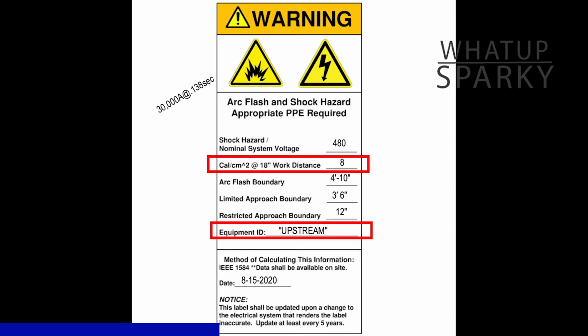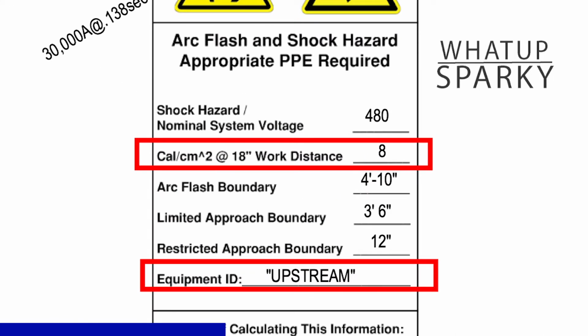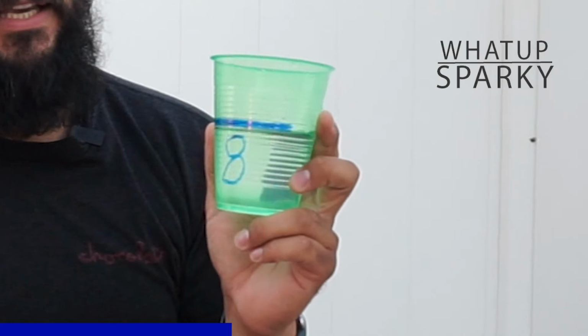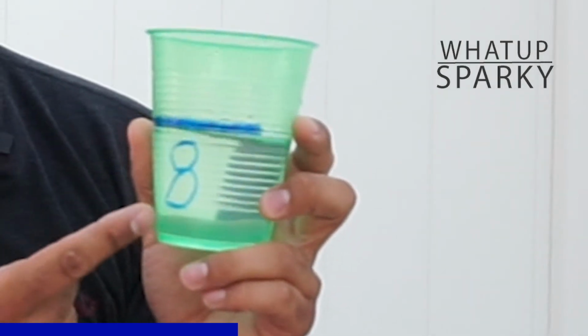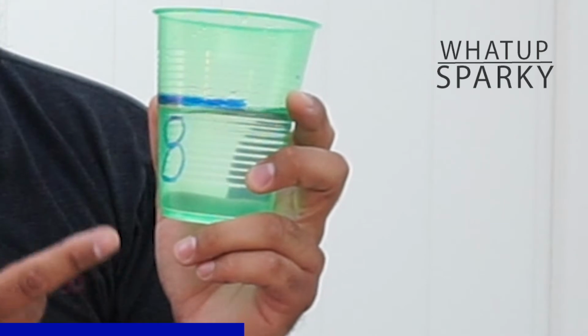I'm going to start with a simple concept that I want to use to illustrate a lot of things in the future. I like to think of incident energy as volume, and available current as the flow. Here's why. Let's say this cup represents a panel board upstream, closer to the source, where there's more flow. The label for this panel board looks like this. As you can see, there's 8 ounces of water in here, or 8 calories of incident energy.